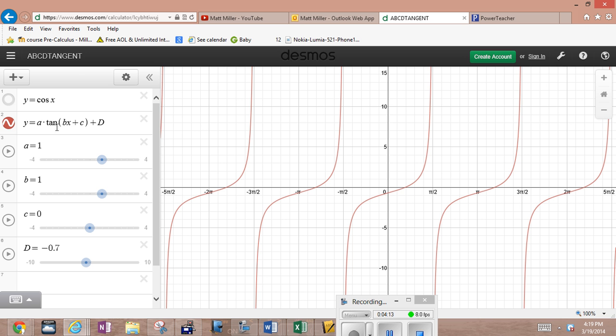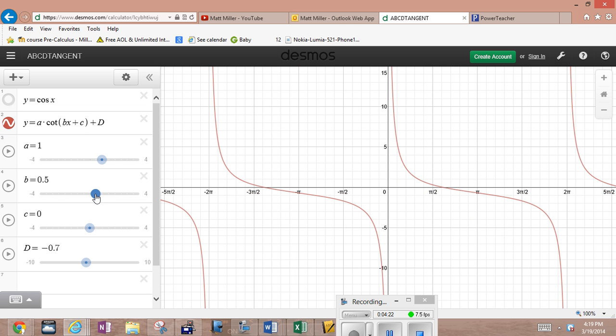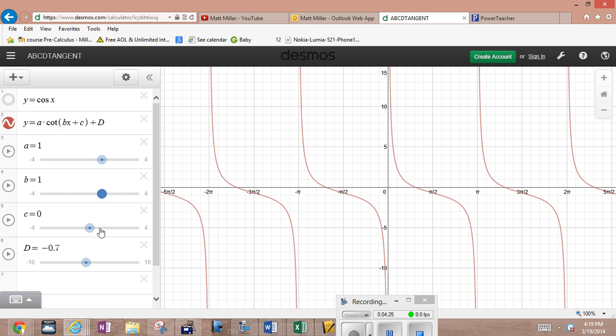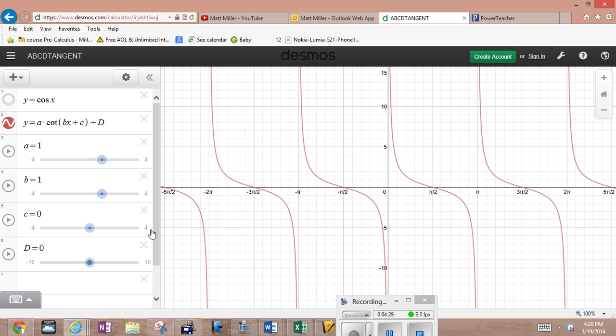We might as well take a look at the cotangent while we're here. All I have to do is change that to cotangent, and we'll take a look at that with the unadjusted values. So we'll slide this back to 0. Now, of course, the cotangent, as you can see, has asymptotes at other locations, and mainly because the cotangent is defined as the cosine over the sine.